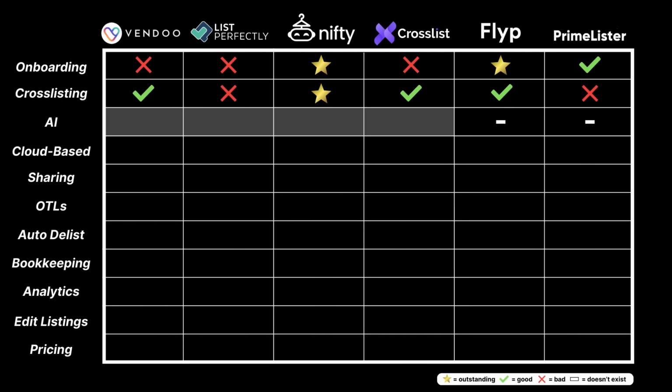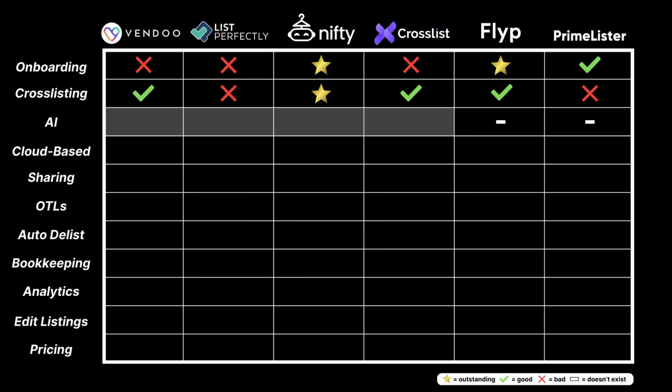Okay, let's talk about generative AI for listings. I know some of us have really strong opinions here, but AI is starting to be integrated into more and more reselling softwares. However, on some softwares, the AI feature is genuinely helpful, and on others, it just feels like a marketing gimmick. So first, who doesn't have AI right now? Flyp and Primelister don't offer any AI features.